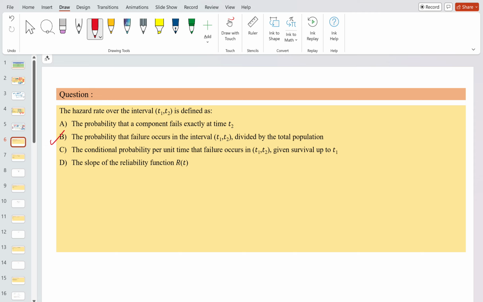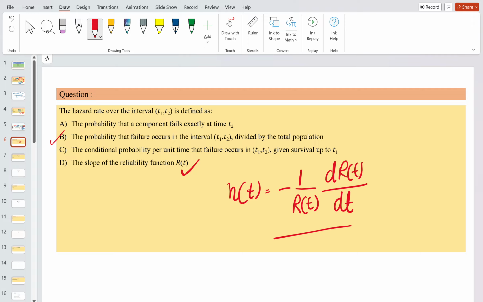Okay, let me give the solution. In this problem, basically option D is correct. So the hazard rate h(t) is actually defined as minus 1 upon R(t) times dR(t) by dt. I will explain in a further question how it actually comes.